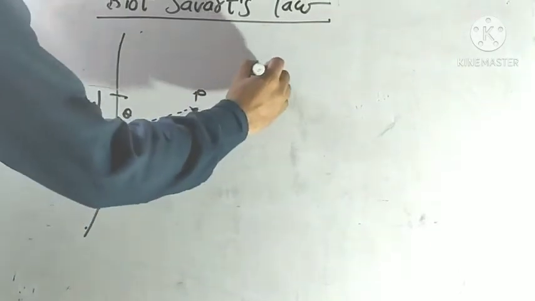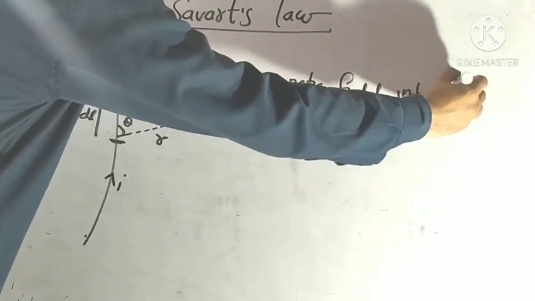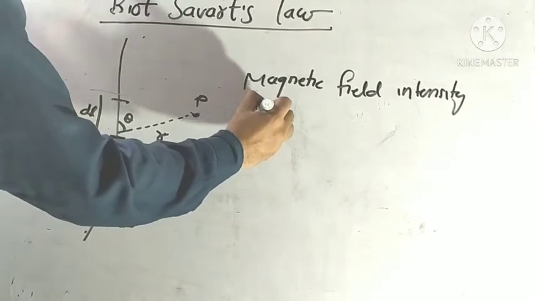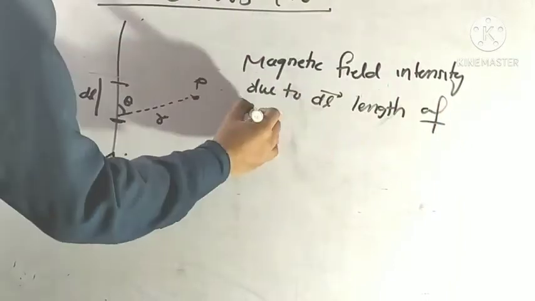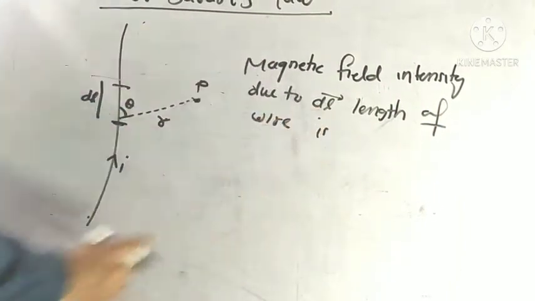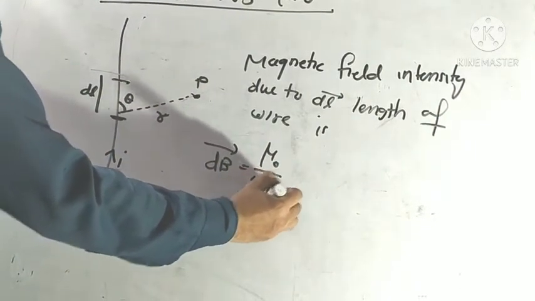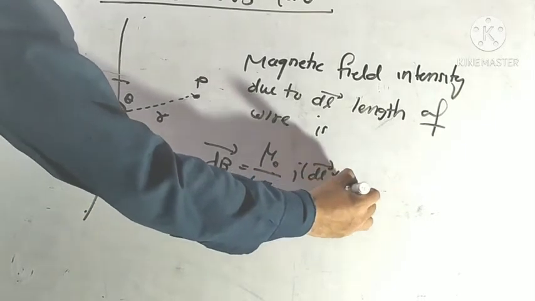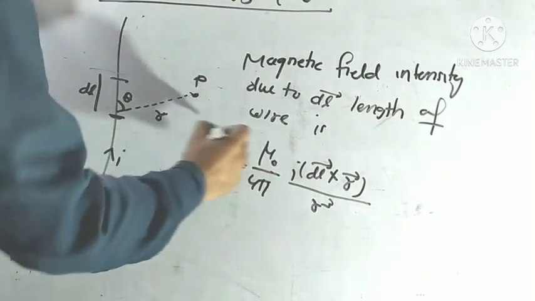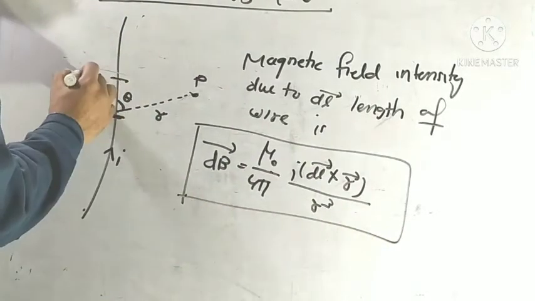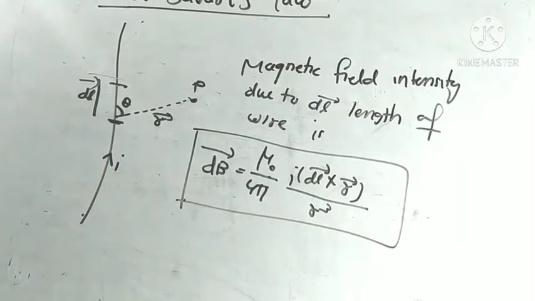So the magnetic field intensity due to dl, a length of wire, is dB equal to mu naught upon 4 pi, I dl cross r upon r cube. And this is in vector form.